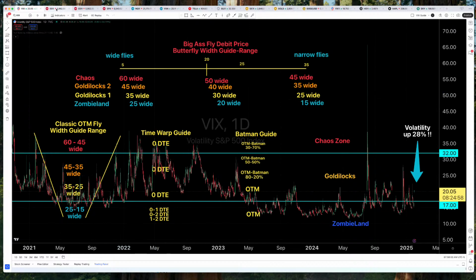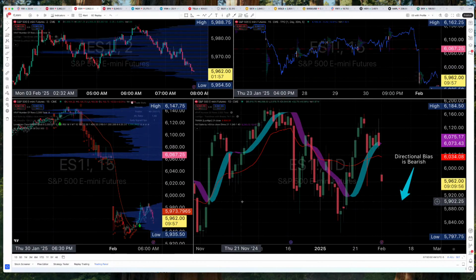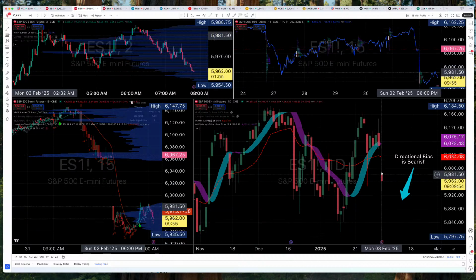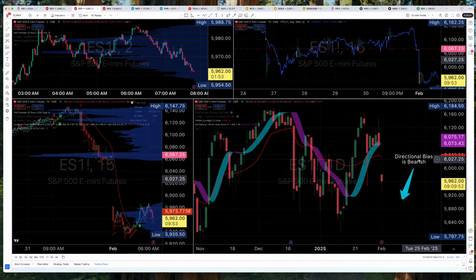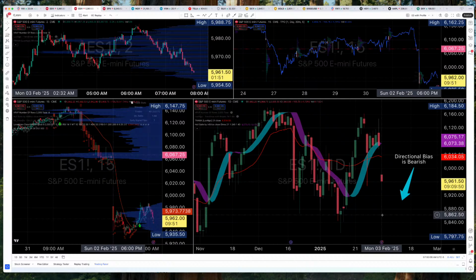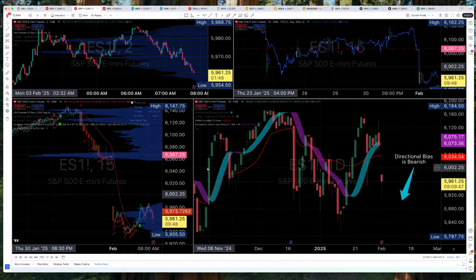Now let's look at our direction. That should be obvious this morning. We have a major gap down. This is the futures. We can see our directional bias is bearish, so we're going to be looking for out-of-the-money put flies. All right, next is to look at our market structure.